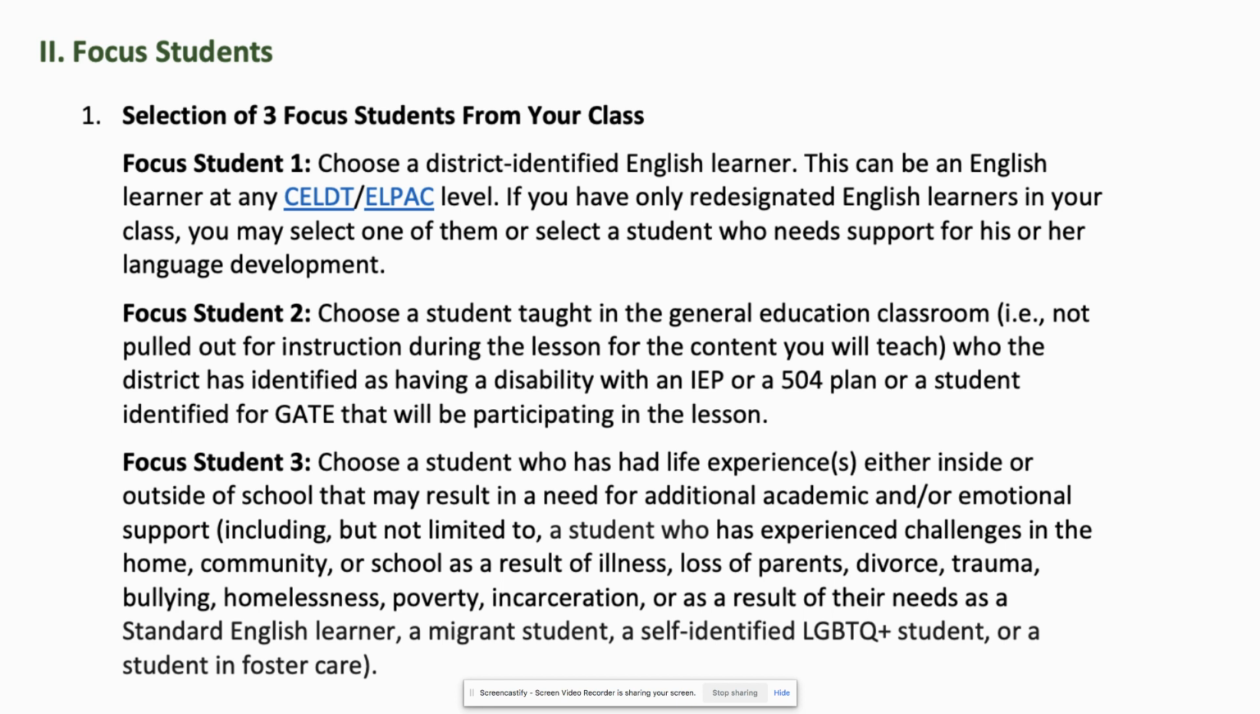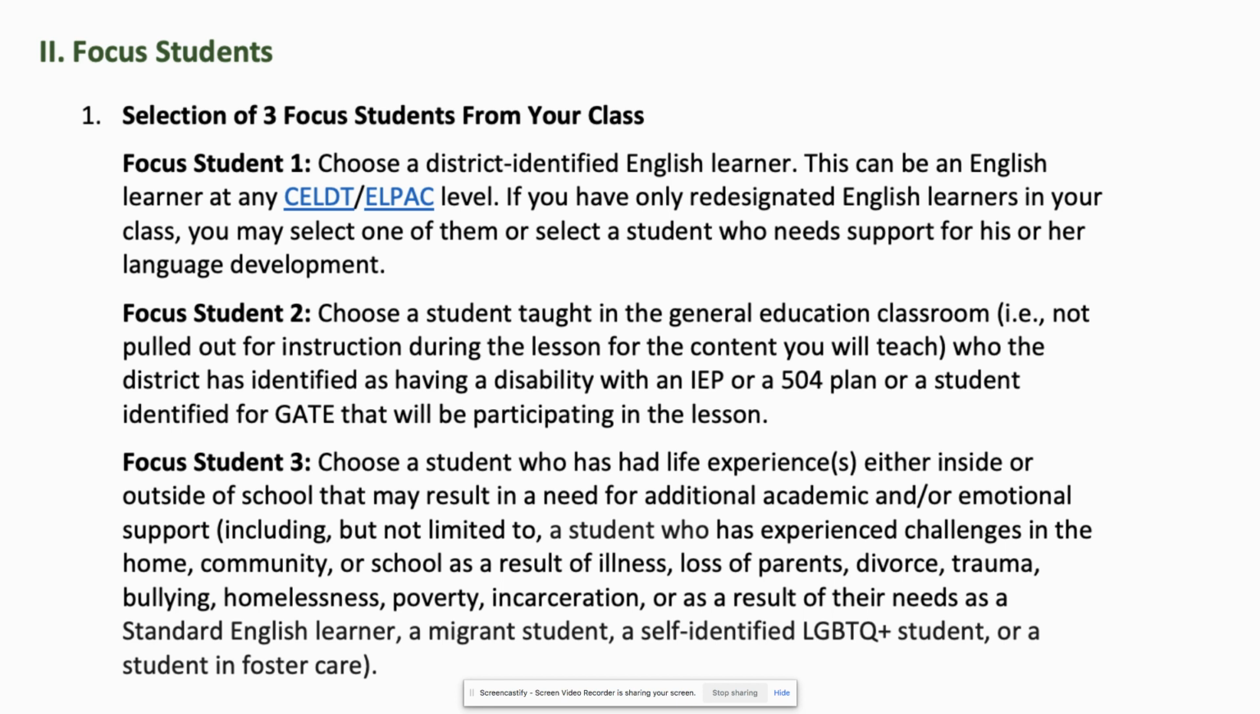You may also select a student who has a 504 plan and a student who is identified as gifted and talented. So you have 3 choices there for your focus student number 2. Again, just like focus student number 1, you're giving a narrative. You're talking about why you selected this student. You're including information from their family, their home life.